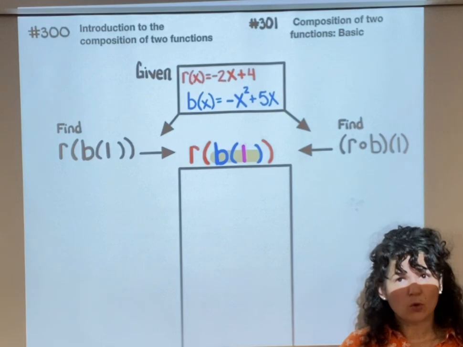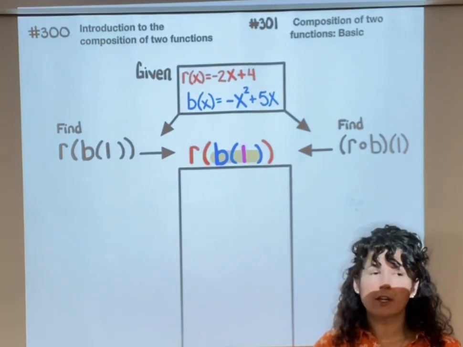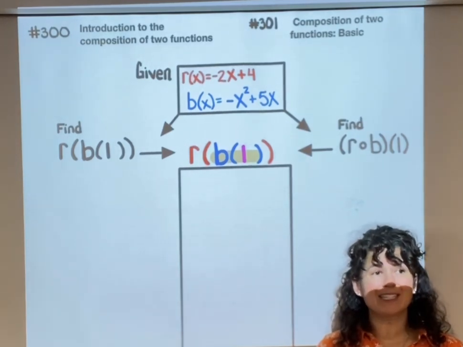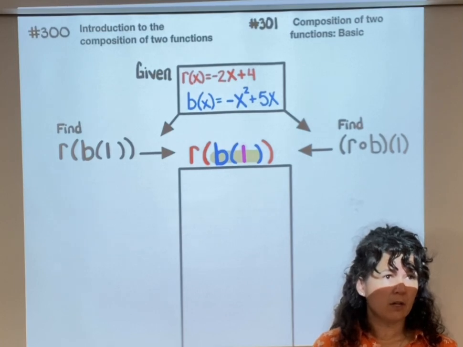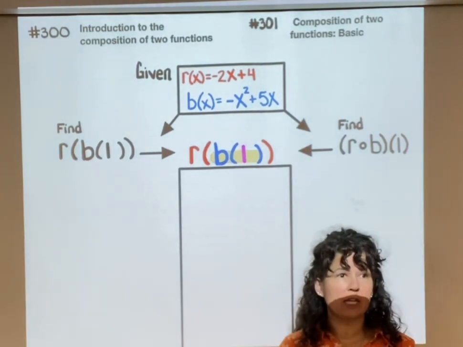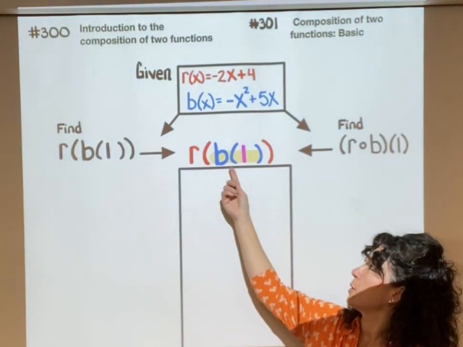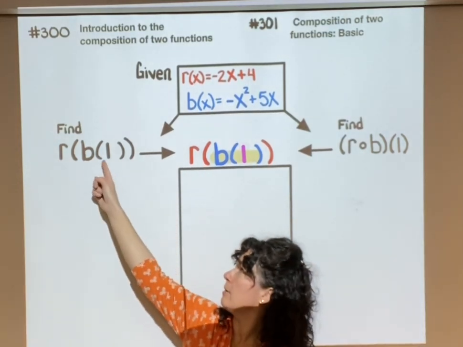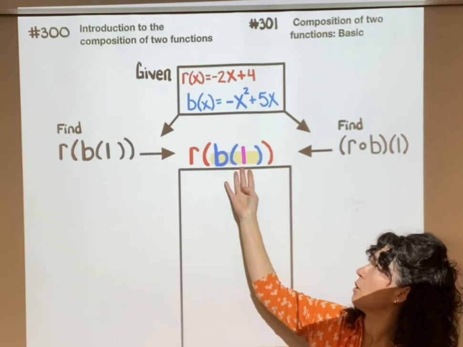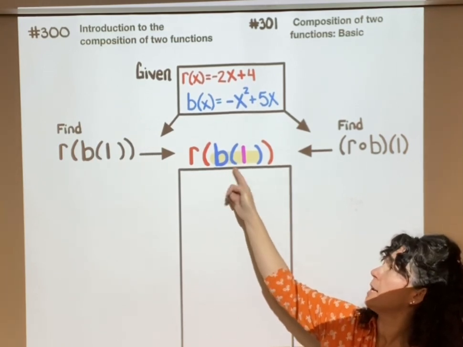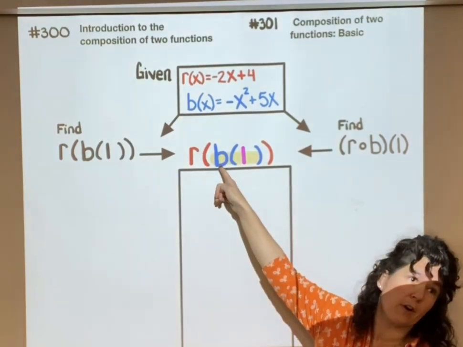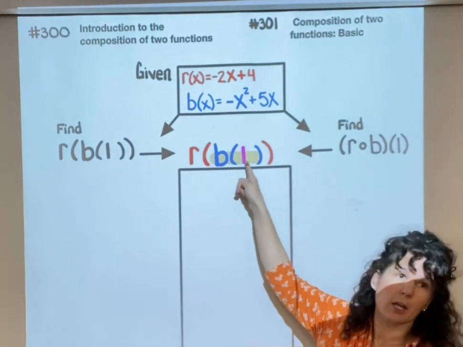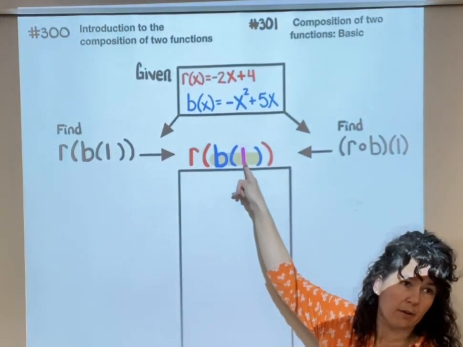We're going to use a shortcut. We're not going to find the composition of the functions and then plug in 1. We're just going to jump directly into the problem. So if we do what's inside parentheses first, that B of 1, focusing only on the B of 1, that says go to the B function and plug in 1.